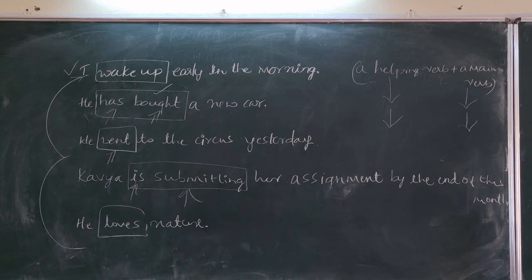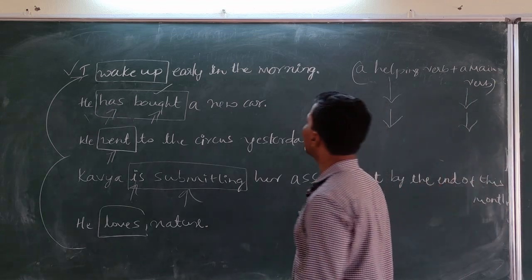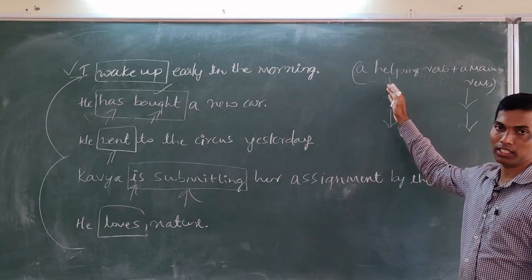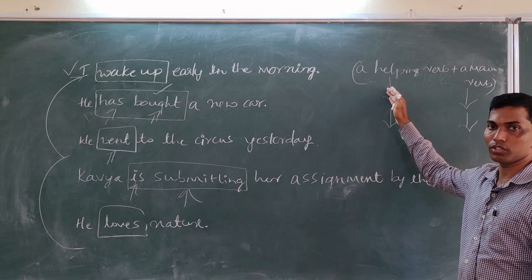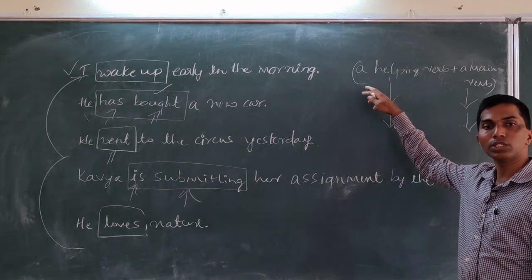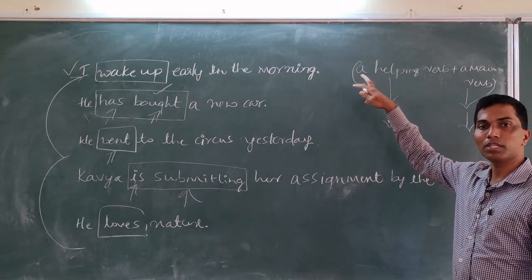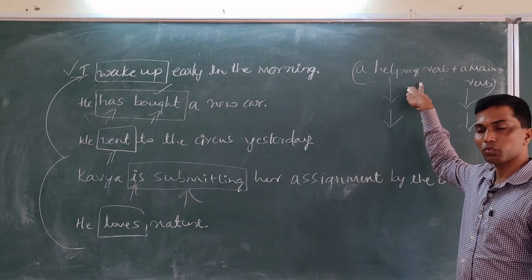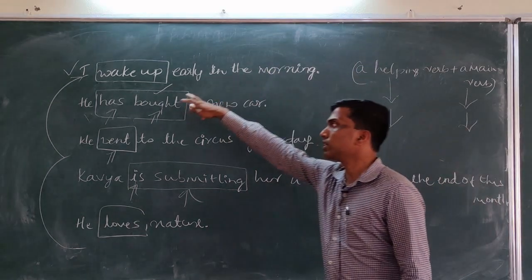Why? We'll understand. Now, is the idea clear? Has this been clear to all the students? The idea is a tense is a combination of a helping verb and a main verb. In the first example, there is a main verb.